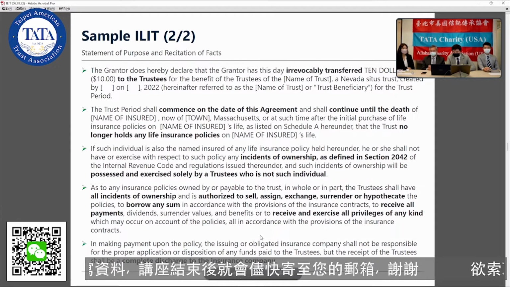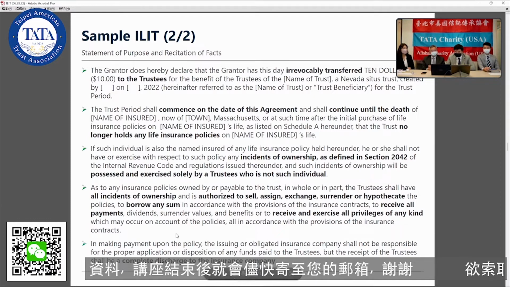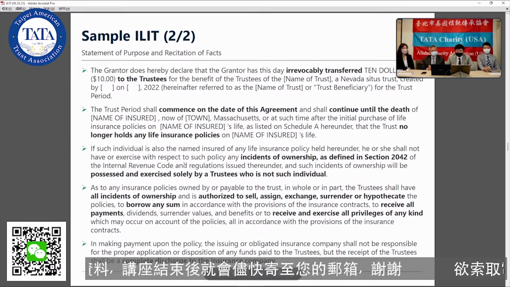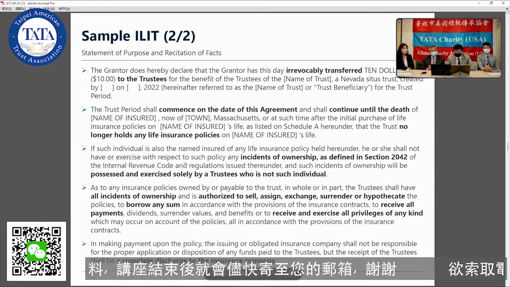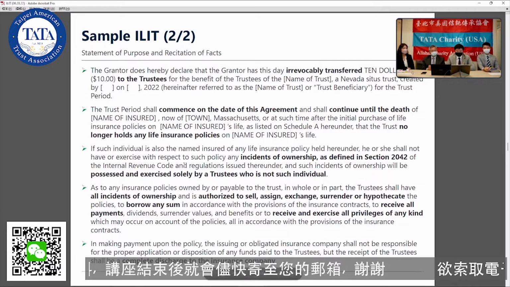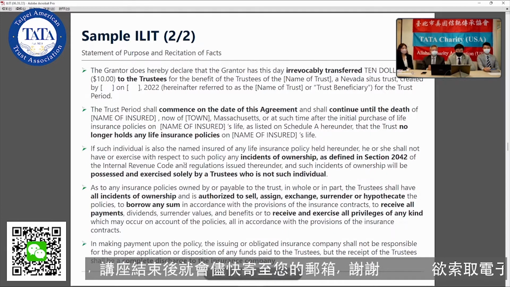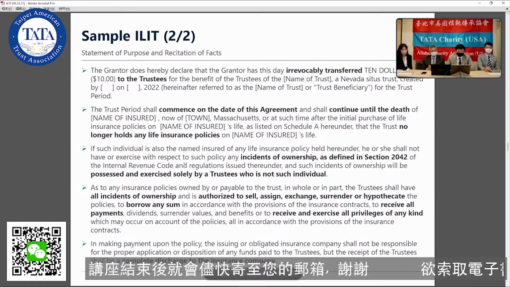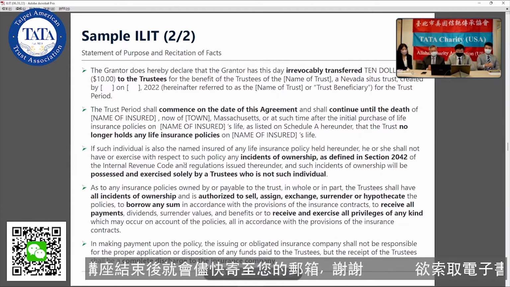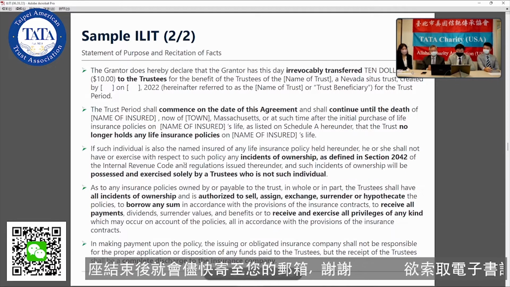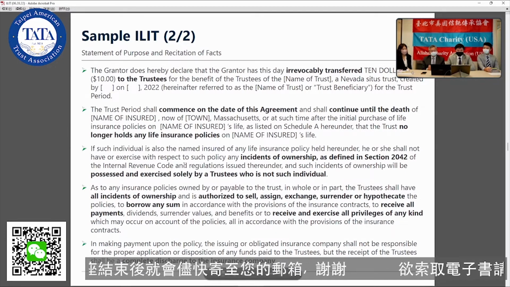And then these are some of the common provisions: when the trust period begins, when the trust period ends. Usually in terms of ILITs, these insurance policies, once they pay out, will be paid directly to the beneficiaries, unless the trust agreement specifies certain reinvestment aspects, or a slower distribution of the trustees once they receive the payout from the insurance company.